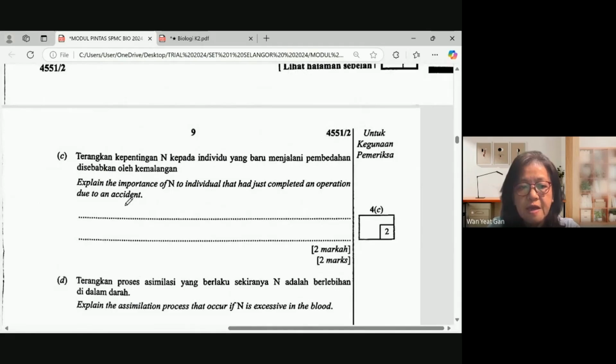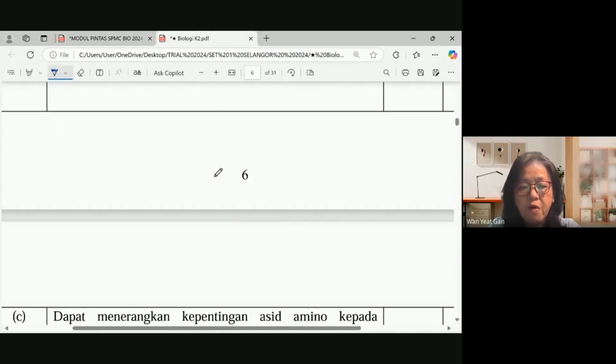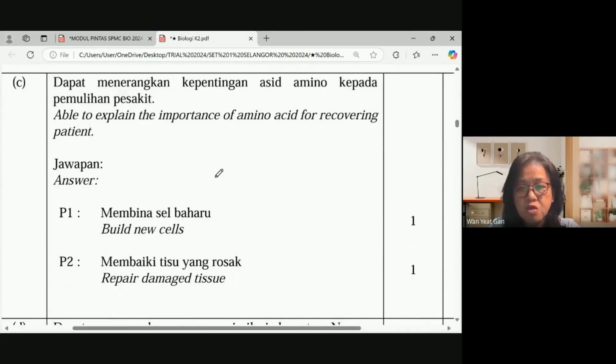Okay, C, explain the importance of N to individual that has just completed an operation due to an accident. Now, N is amino acid. Amino acid is the building block for new cell to replace damaged tissue. Okay, to replace damaged tissue.